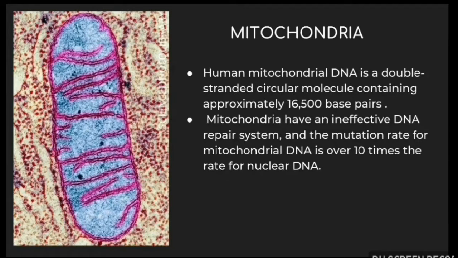Mitochondria have an ineffective DNA repair system, and the mutation rate for mitochondrial DNA is over 10 times the rate for nuclear DNA. Mitochondria can divide on their own, and it does not require any mechanism that sends messages from the nucleus for cell division or for the organelles to get divided. So that is the main feature of mitochondria.